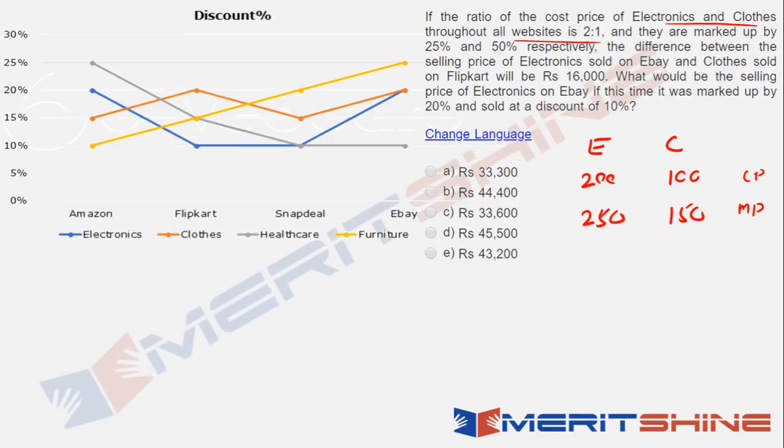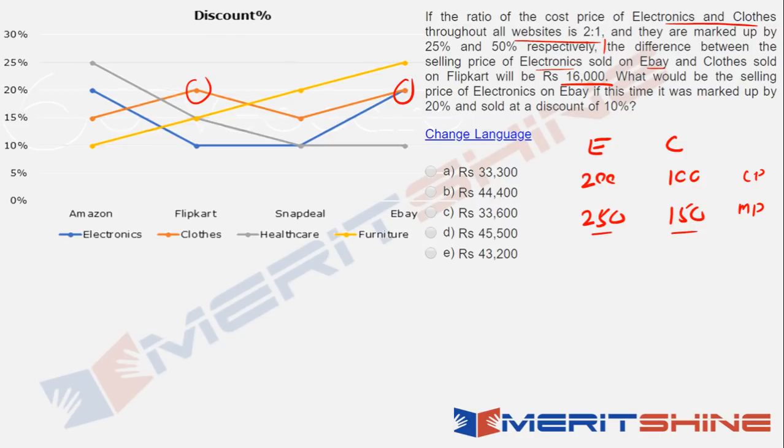After that, it's given the difference between the selling price of electronics sold on eBay and clothes sold on Flipkart. Where is electronics on eBay? It is this. Fine. And clothes on Flipkart would be this. They are both at 20%, and the difference will be rupees 16,000. So electronics and clothes, because these 250 and 150 are over all the portals.